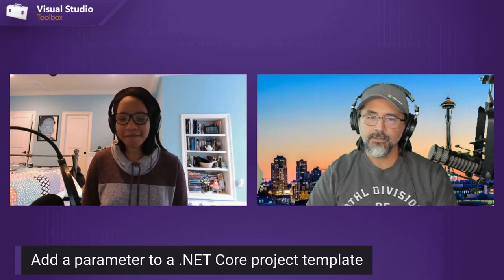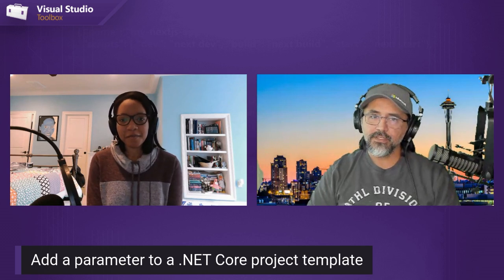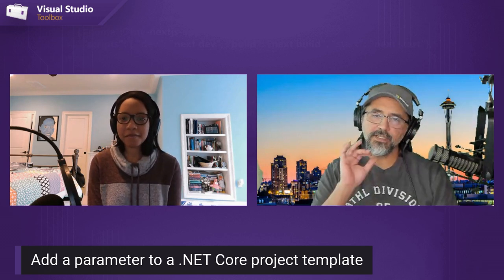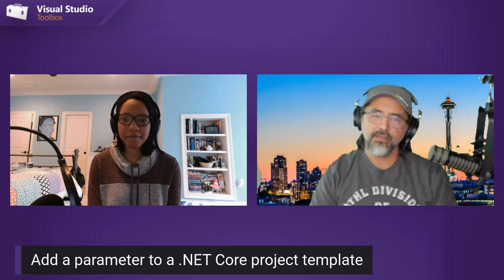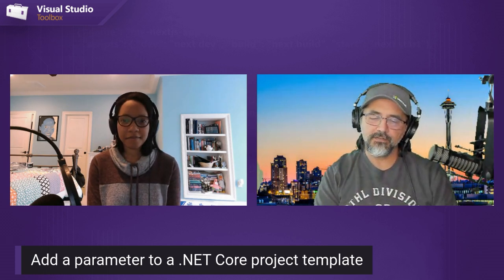So in the last episode, we talked about creating a template and then getting it to work within Visual Studio. So what are we going to talk about today? Yeah, that's right. Today we're going to talk about how I can take an existing template and add one or two parameters to that, and then we'll see how that works in Visual Studio as well.